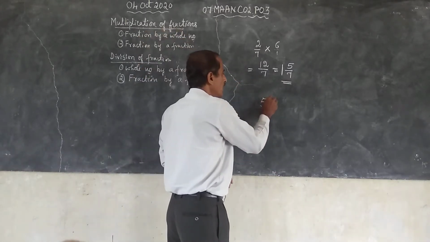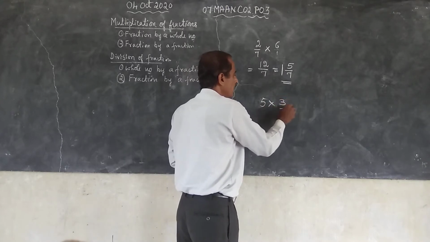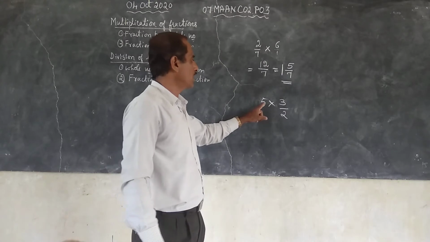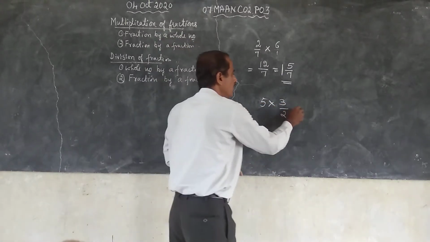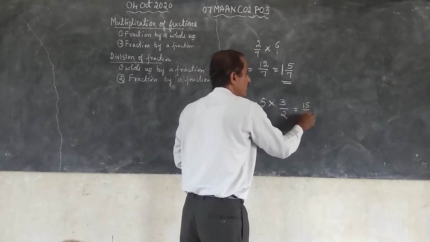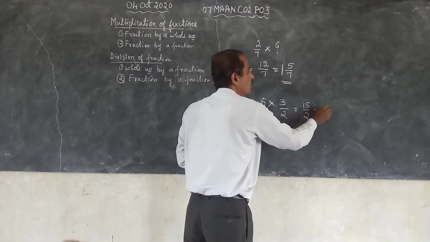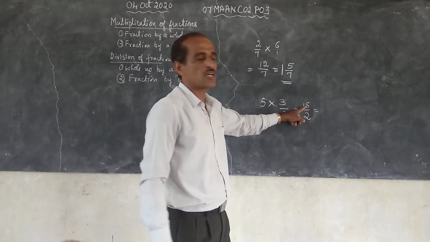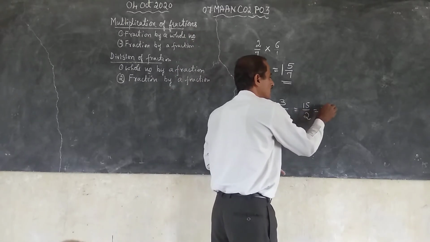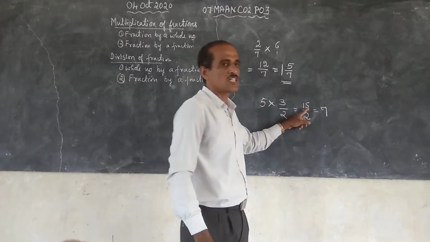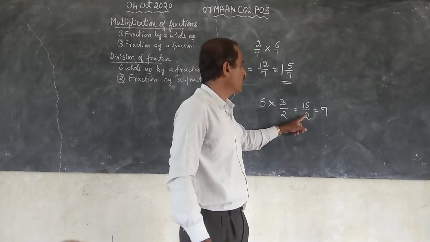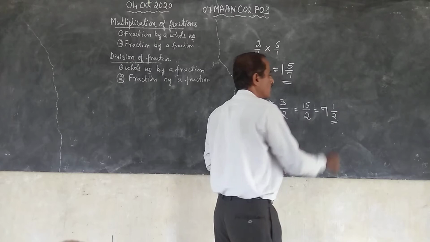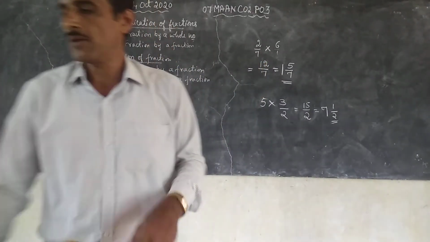Or 5 into 3 by 2. How to multiply this? 5 is 5 by 1. 5 into 3 is 15. 15 by 2, so this is the answer. 15 by 2 means how much? 2 ones are 2. How many 2s are there in 15? 2 sevens are 14. 2 eights are 16. 16 is not there, only 15. Therefore, 2 sevens are 14, so 7 and 1 by 2. Like this we will multiply.